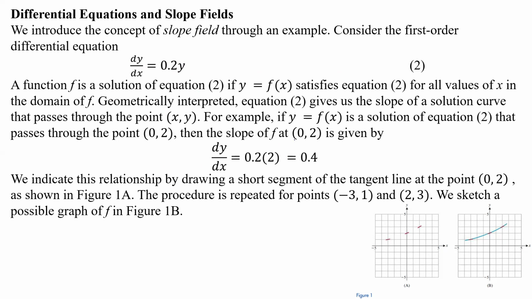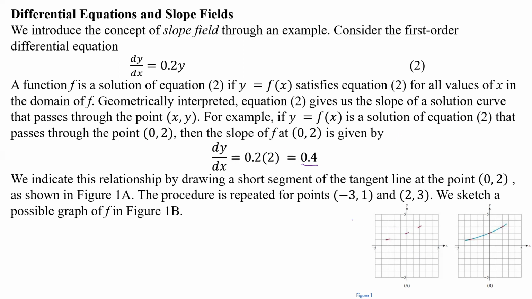So, for example, if y equals f of x is a solution of equation 2 that passes through the point (0, 2), then the slope of f at (0, 2) is given by, well, now we plug it in and we get 0.4. Okay, so we indicate this relationship by drawing a short segment of that tangent line at the point (0, 2). So at (0, 2), we have that slope.